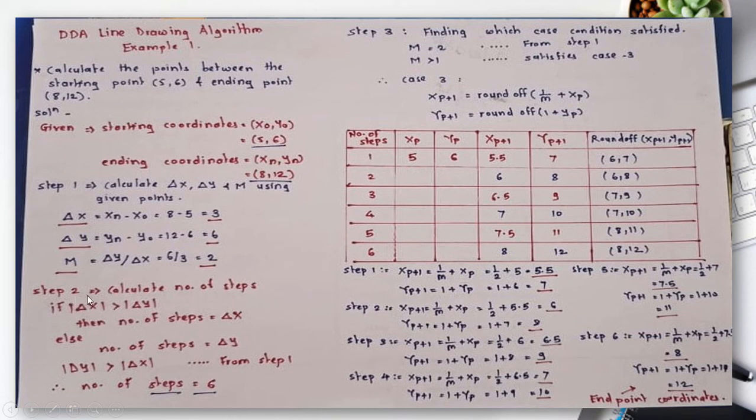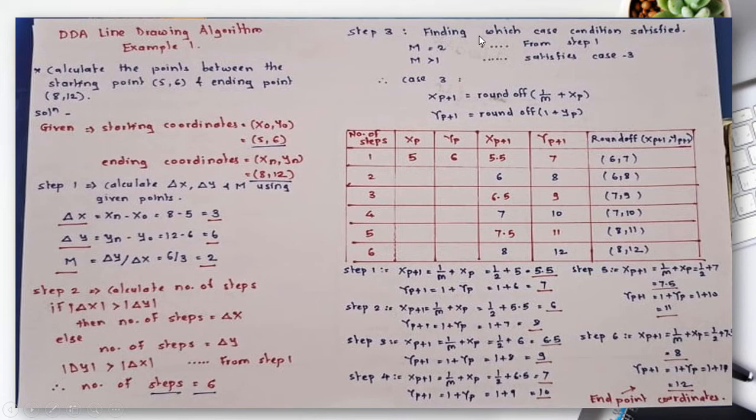Now the next step is to calculate the number of steps, or we can say to calculate the number of points which are coming in between starting coordinate values and ending coordinate values of that line. There is one condition to find out the number of steps. If differential of x is greater than differential of y, then number of steps will be differential of x. Otherwise, number of steps will be differential of y. But in this case, absolute value of differential of y is greater than absolute value of differential of x. So 6 is greater than 3. Number of steps will be 6.